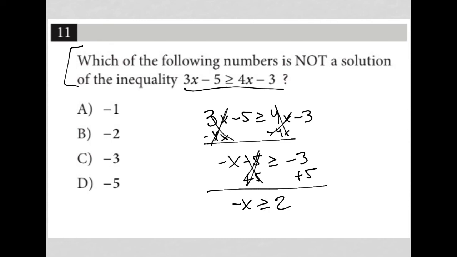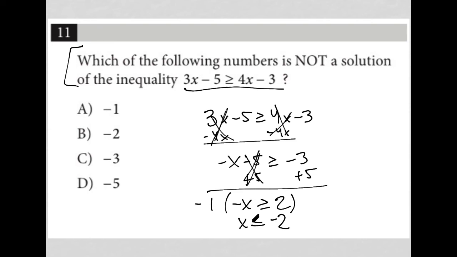And now I'm going to actually, let's just say, multiply the entire thing by negative 1, making this a positive x. And then don't forget, whenever you multiply an inequality by a negative number, you're going to flip the inequality symbol. So this goes from being greater than or equal to, to less than or equal to, and this becomes negative 2. So x is anything less than or equal to negative 2.